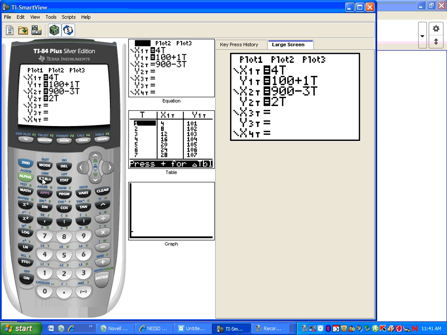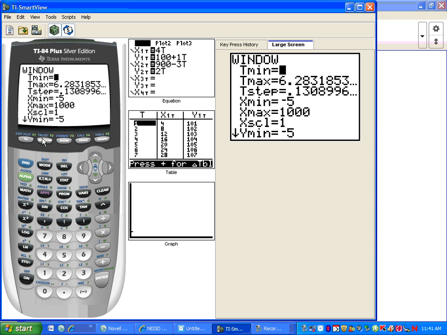Okay, so let's look at the window. And the window is going to be kind of interesting. It gives you a t minimum. That means you want your time to start where? So we're going to start at time 0. And then t max, it has right now 6 point something. I think I need my time to go more than 6 seconds, because in the problem we had that time was 128. So if we only go six ticks out, we'll miss it.